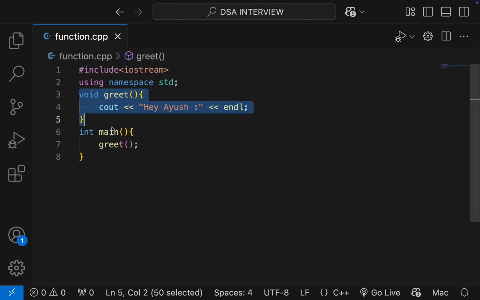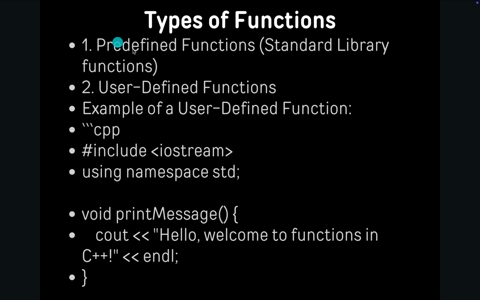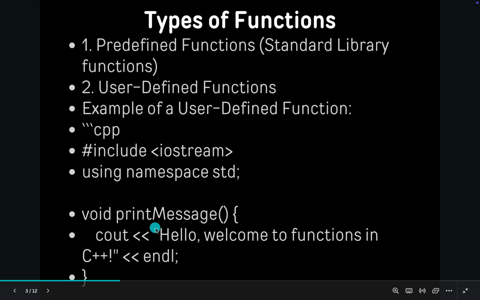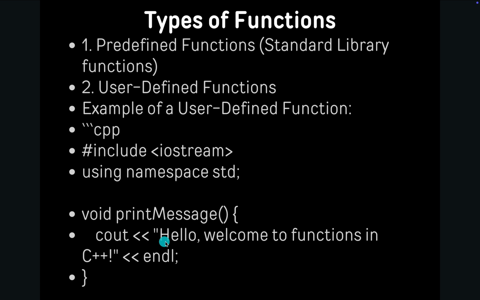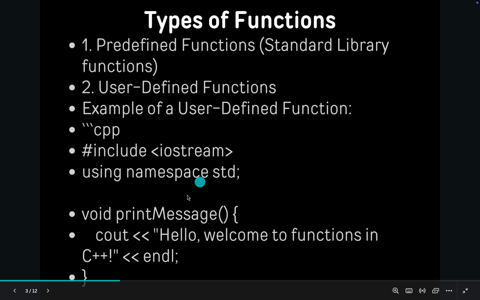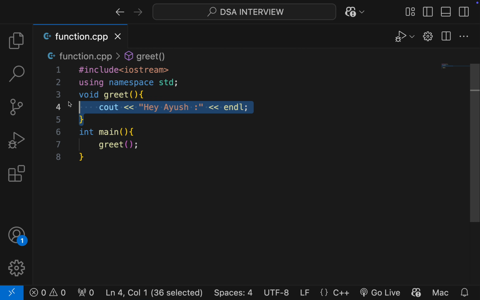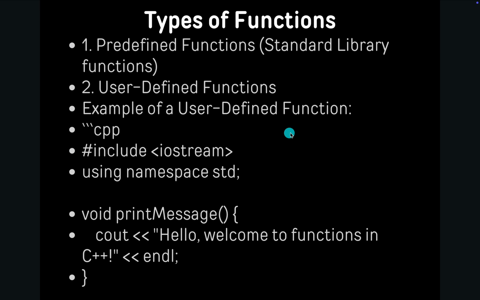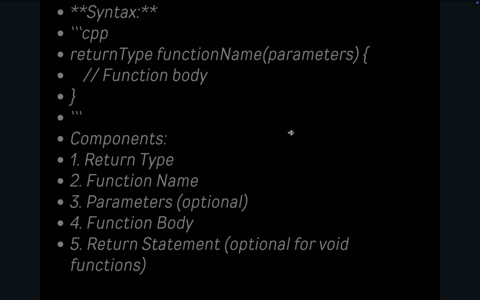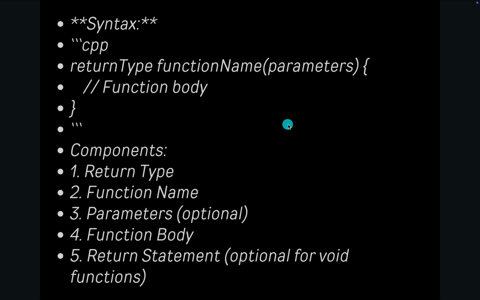Okay, got it. So this is written over there. Print hello message: hello, welcome to C++ function. This is the same code. I think I was able to explain to you what the syntax is and how you use any function in C++. So let's move forward and see the syntax, how a function is defined.